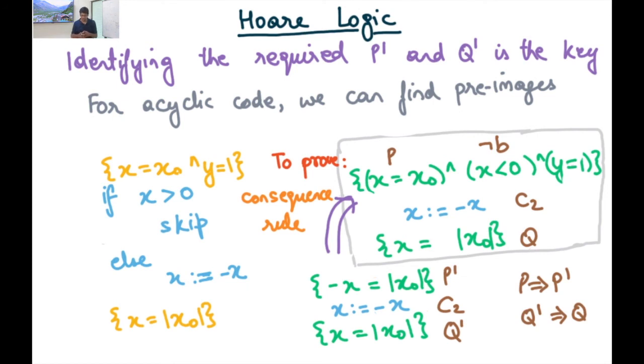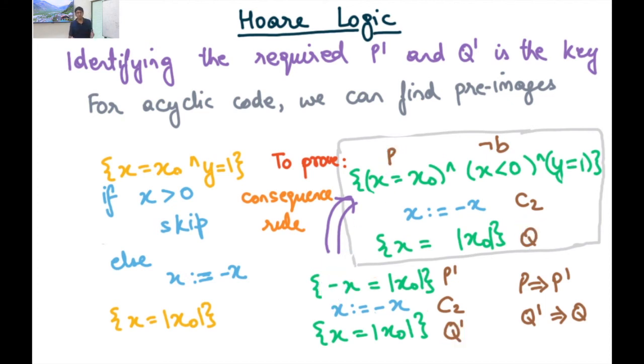And we have seen earlier that for acyclic code, we can find pre-images. For example, if this is Q, then I just find the corresponding pre-image here, which is just substituting E for X in Q, and so on. And using that, we are able to find what P prime and Q prime should be. In fact, here also P prime just came from that, because we just took the pre-image of Q, which was x equals modulus of x naught, across this assignment statement, and that became P prime. And then we just had to show that P implies P prime and Q prime implies Q.